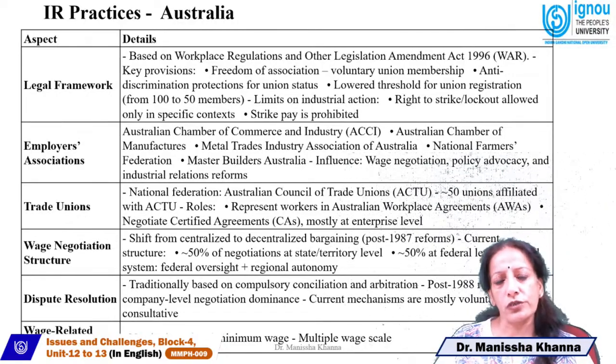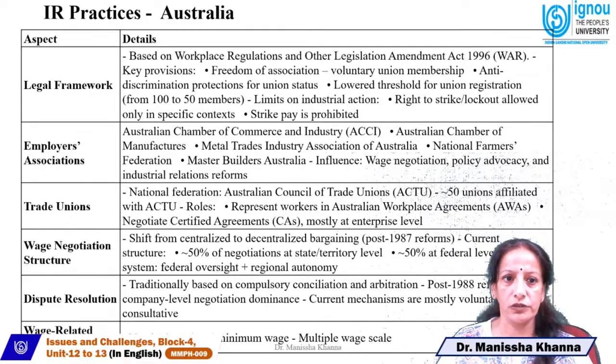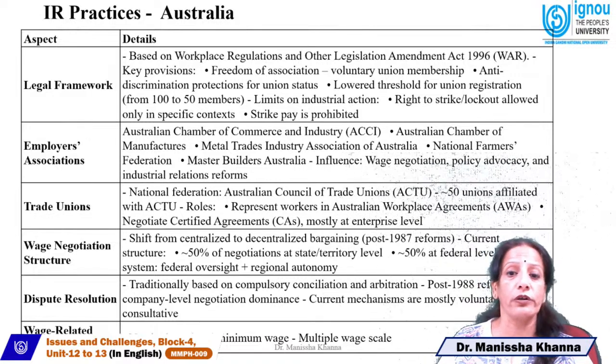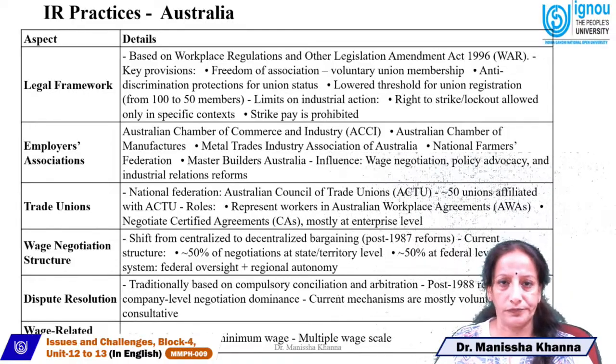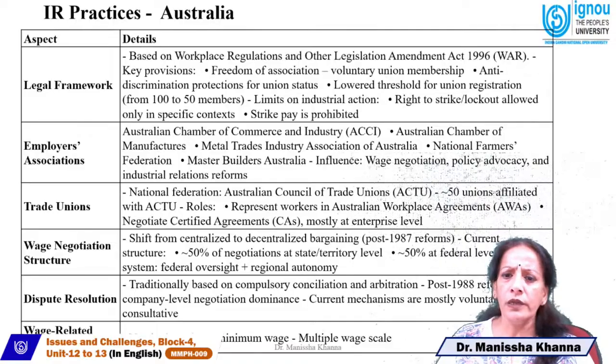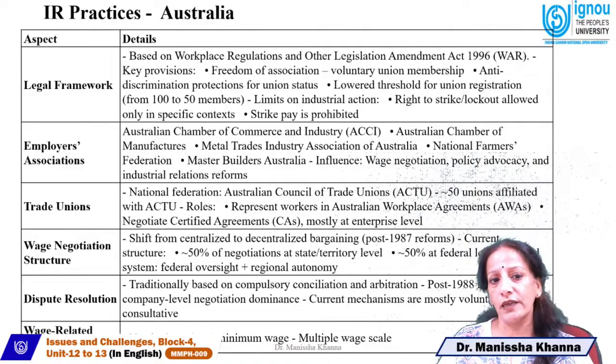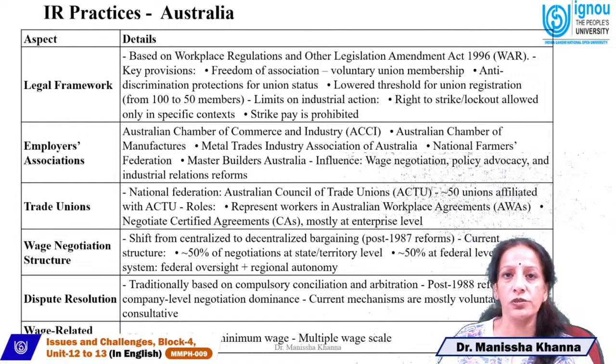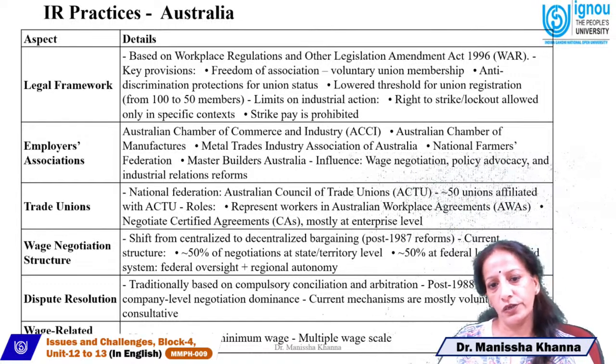In Australia there is a lower threshold of union registration, from 100 to 50 members. It limits industrial action. The right to strike and lockout is allowed only in specific contexts, and strike pay is prohibited. That is the main framework. The employer associations, ACCI, the Australian Chamber of Commerce and Industry, the Australian Chamber of Manufactures, the Metal Trades Industry Association of Australia, the National Farmers Federation, and Master Builders Australia, all influence wage negotiations, policy advocacy, and industrial relations.